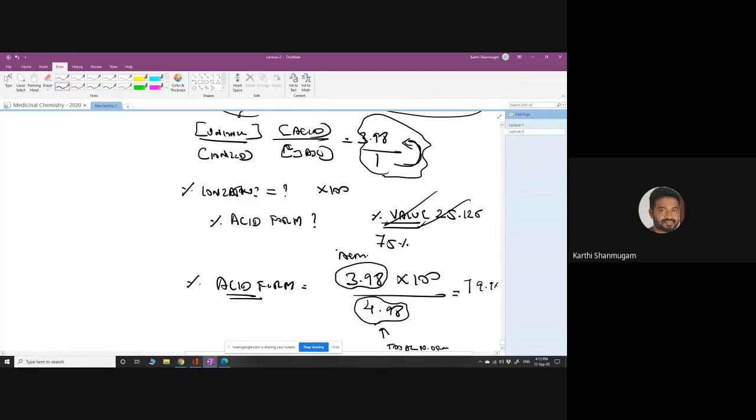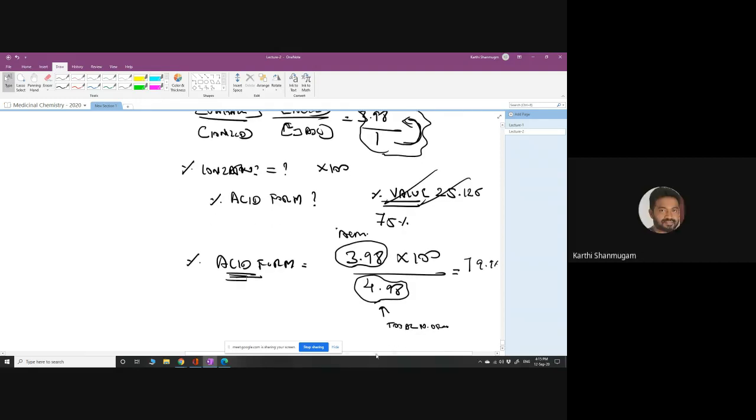Why don't you rewrite this entire manuscript? Am I right or wrong? Yes, sir. So into 100, this value is now the number of molecules present in acid form. This is the way we calculate the percentage of molecules in acid form or ionized form or unionized form. Does it make sense?